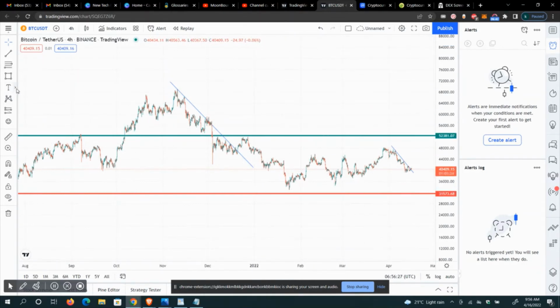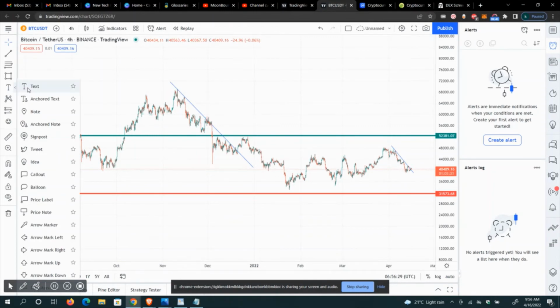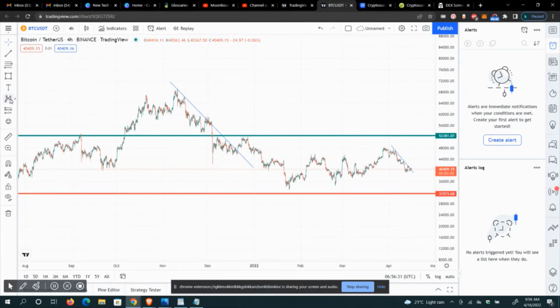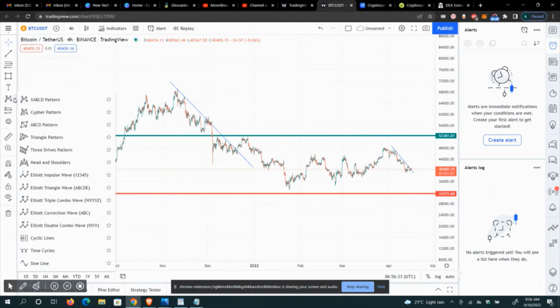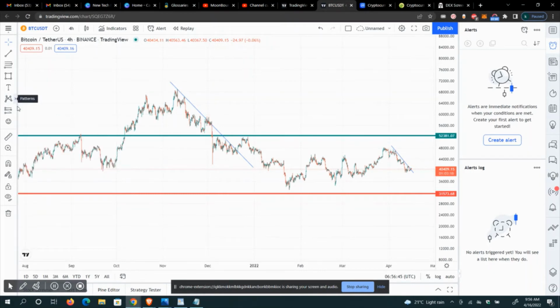Also, we have the patterns, especially the Elliott pattern. It's something to use to identify the uptrend or the downtrend. So it all depends on which one you want to use. But if you really want to get details on how this works, we can always talk about it later. You can always hit me up if you're interested in it.